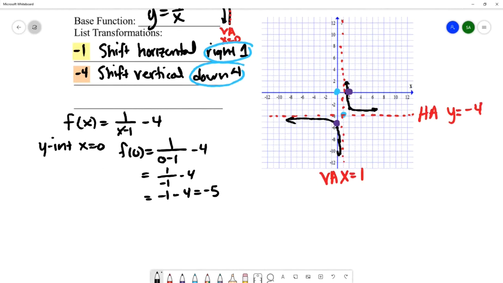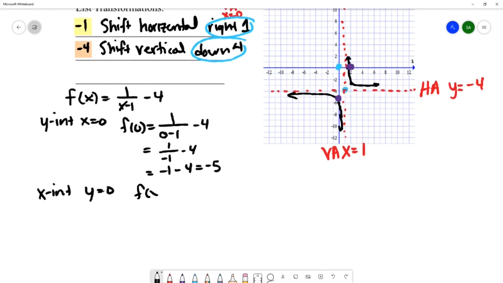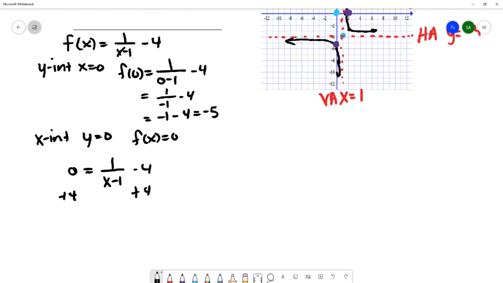Then let's find the x-intercept. To find the x-intercept, we let y equal 0. We're using function notation, so we're letting f of x equal 0. That's 0 equals 1 over x minus 1 minus 4. I'm going to solve this by adding 4 to both sides. That gives 4 equals 1 over x minus 1.